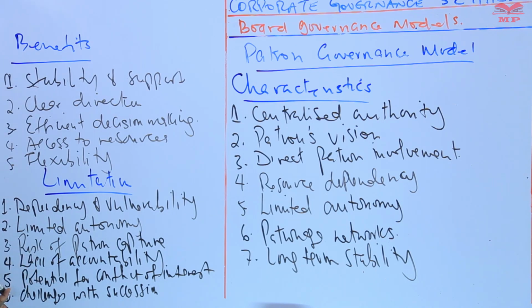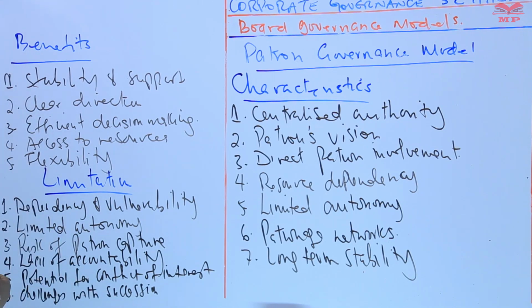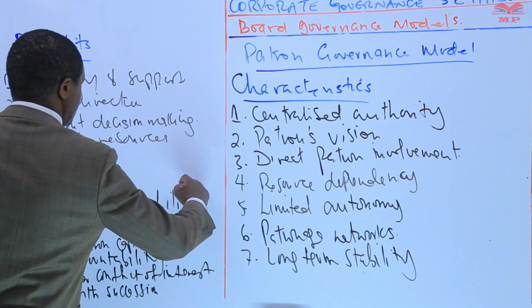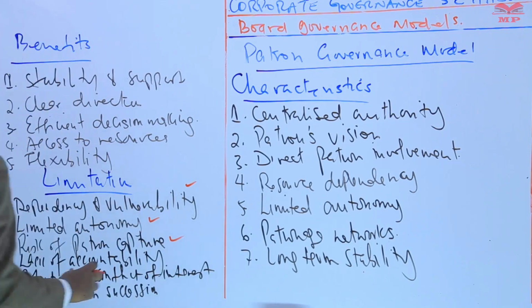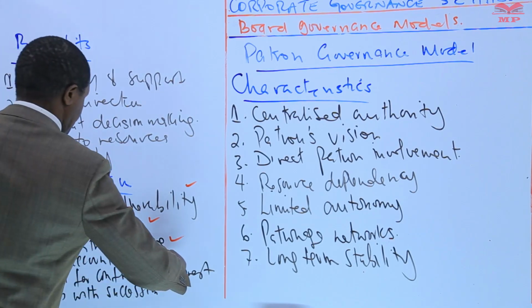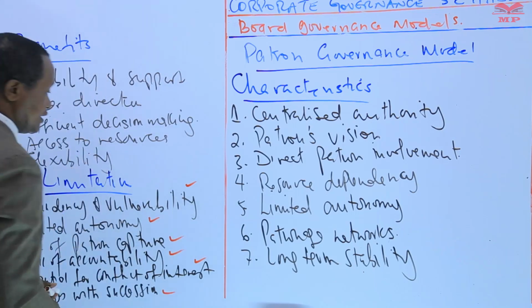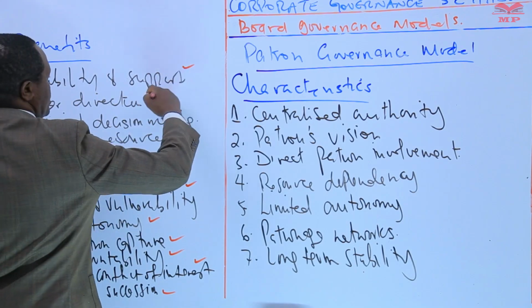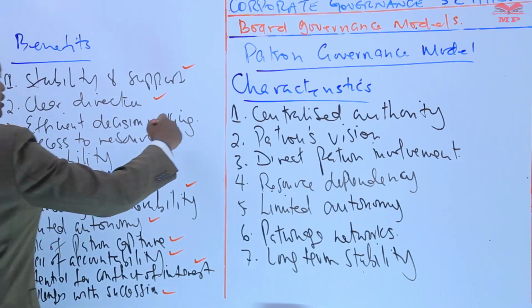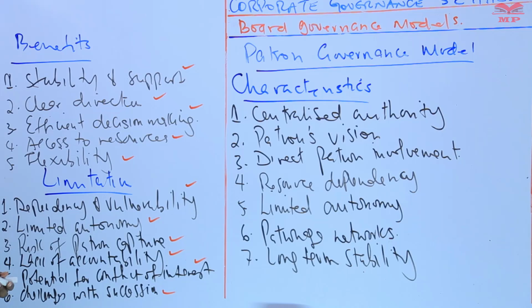These are 6 limitations. 1, dependency and vulnerability. 2, limited autonomy. 3, risk of patron capture. 4, lack of accountability. 5, potential for conflict of interest. Then lastly, we have challenges with succession. Benefits: 1, stability and support. 2, clear direction. 3, efficient decision making. 4, access to resources. And lastly, flexibility.